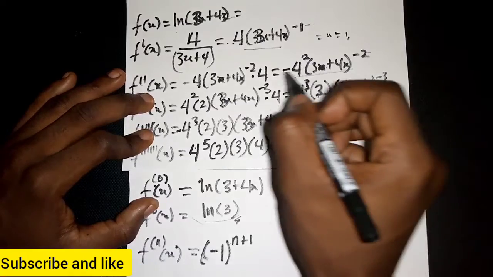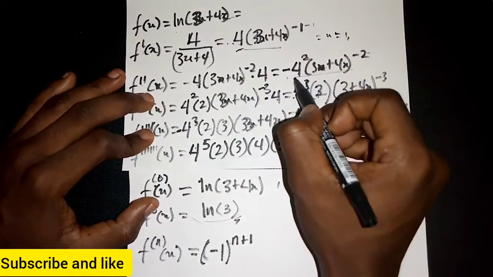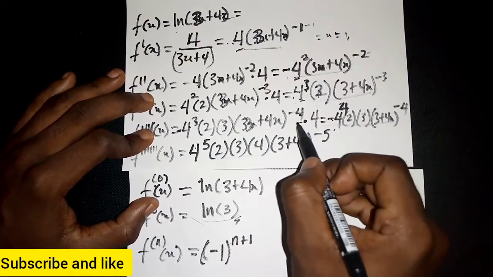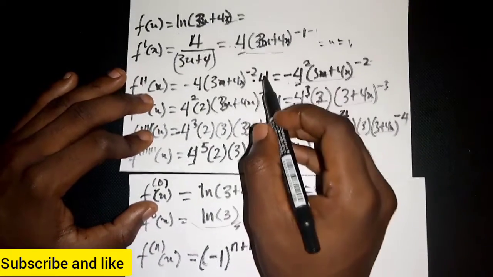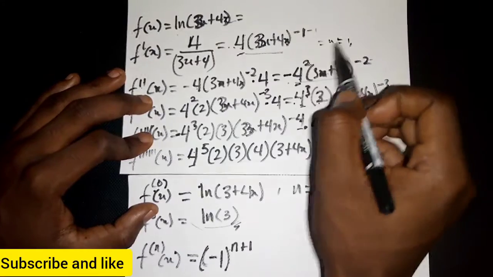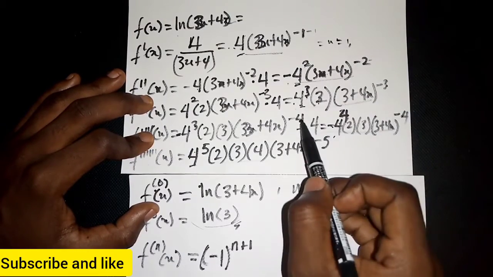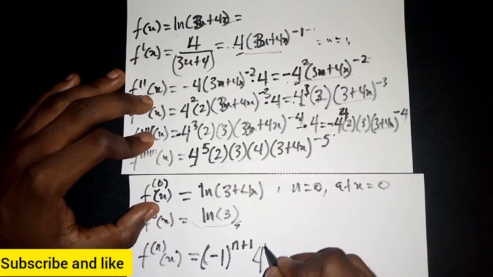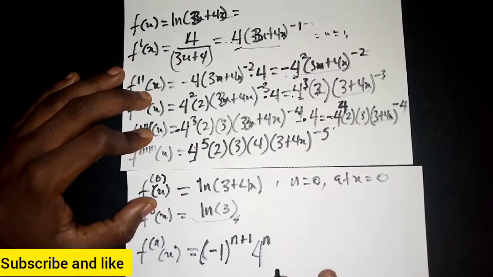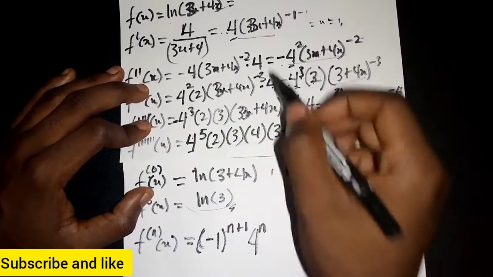Now for the next one, it has 4, 4, 4, 4 throughout. So how do we write that formula? We realize that it is when n is 1, when n is 2, when n is 3, when n is 4, when n is 5. So it's basically 4 to the power n, just to represent that particular trend.